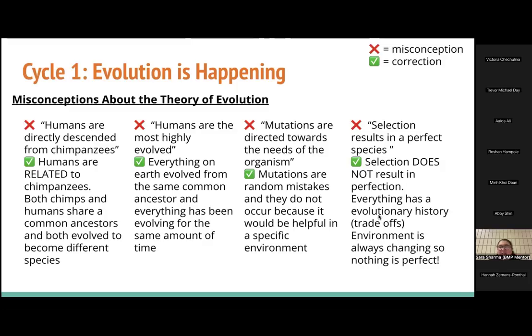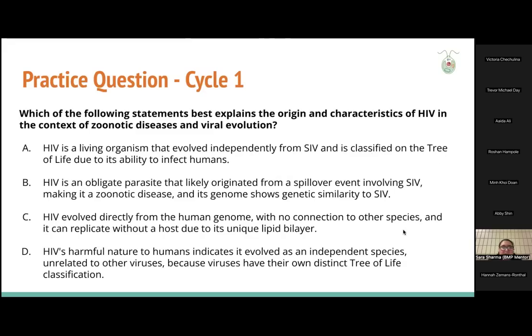And then the last point is that selection results in a perfect species. This is again incorrect because selection does not result in a specific type of perfection when it comes to a species. Rather, everything has an evolutionary history. There's a lot of trade-offs to be made, and it's important to know that the environment's always changing. Maybe a specific mutation is helping a specific species now, but let's say we change the environment, there's a natural disaster, and now all of a sudden that is no longer advantageous. So everything's changing. So next slide, and let's do some practice questions.